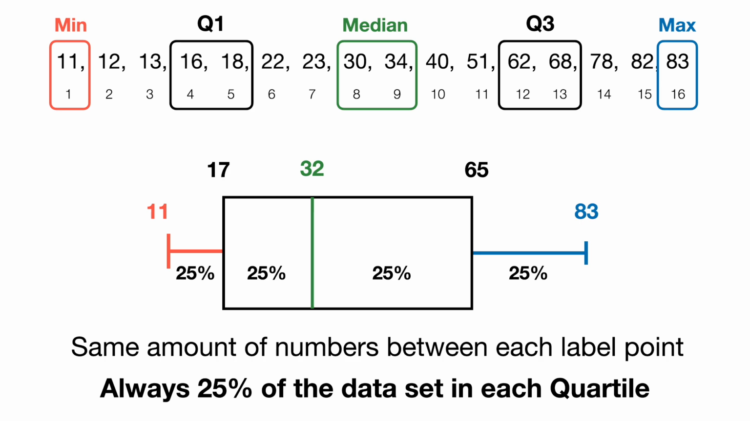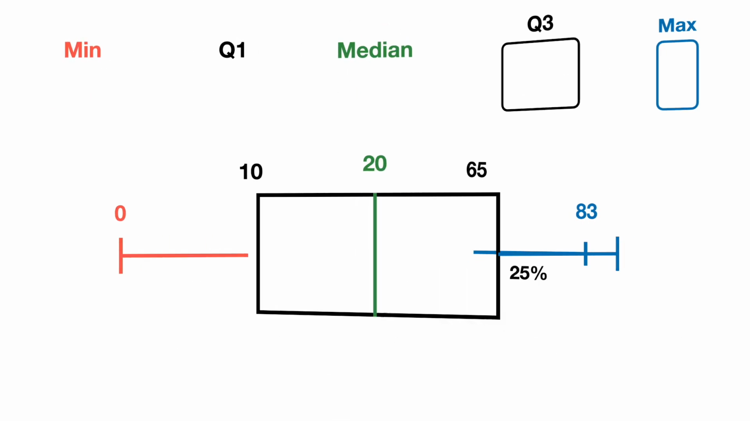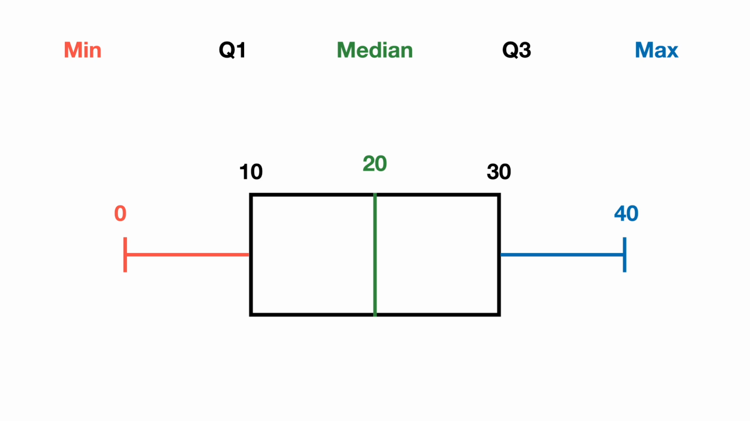So let's take a look now. Let's do the reverse, and we're just going to take a look at a random box plot, and we're going to start labeling. So here we know that our minimum is 0, our Q1 is 10, our median is 20, Q3 is 30, and our maximum is 40. So again, pretty straightforward. And we know that 25% of the data is in between here and here, 25% in between here and here, 25% between here and here, and then 25% in between here and here.